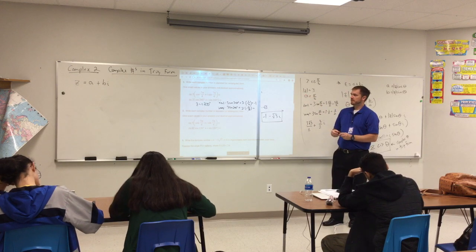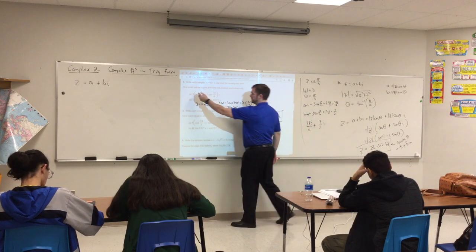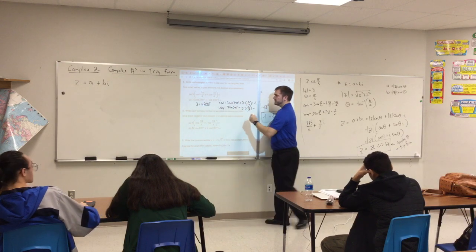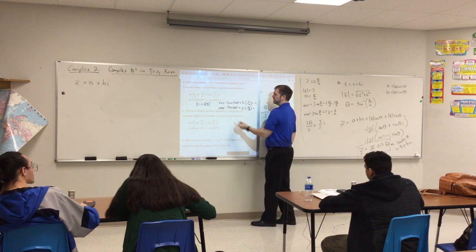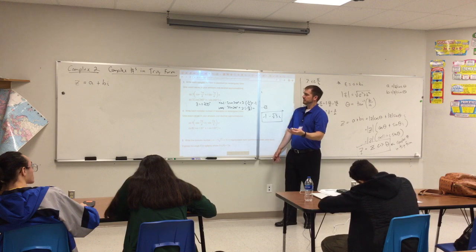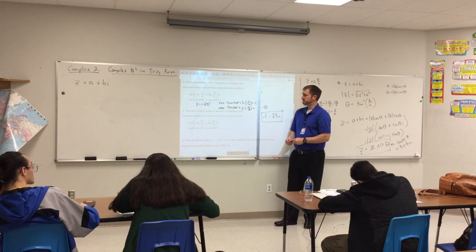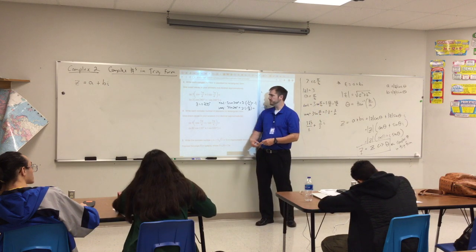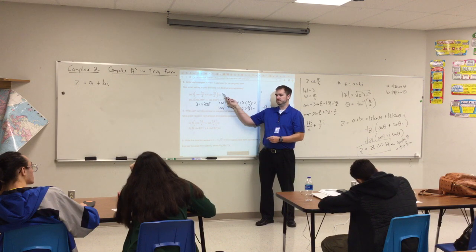Let's do part A, which has 5 cis 7 pi over 4. So, not totally required, but good for us to practice. What is the magnitude of this complex number? And the angle?